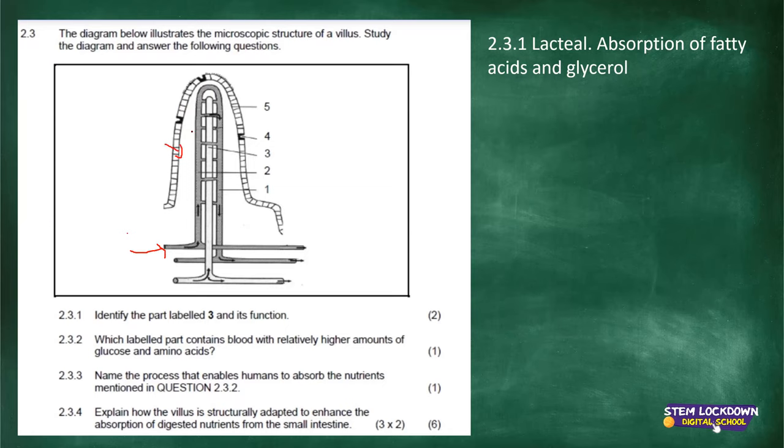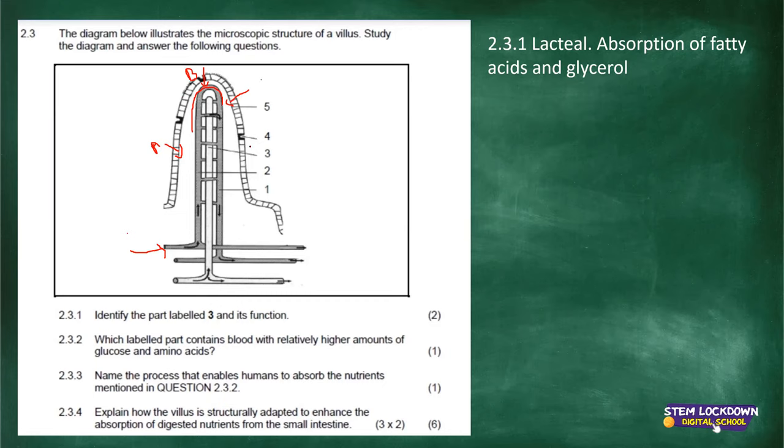And remember that the blood is moving in that direction. And we also have absorption taking place. At this point here, the blood will have certain nutrients. At this point here, it will have more nutrients than this point here. If we can just call this point A and this point B, right? So point B will have more nutrients than point A because there is more absorption taking place.